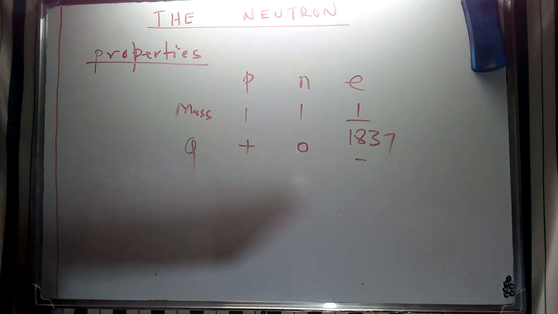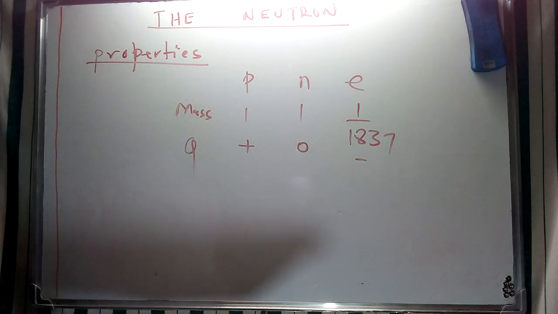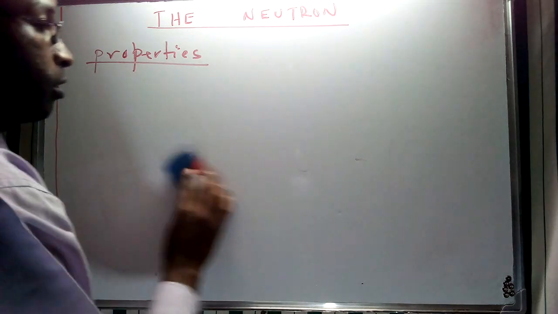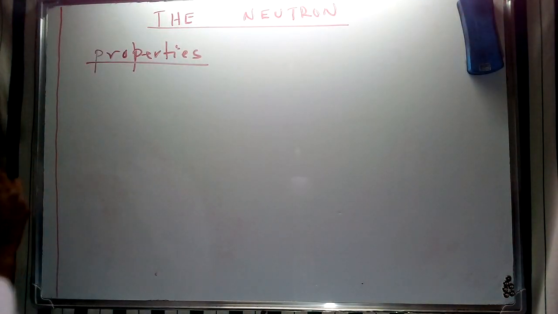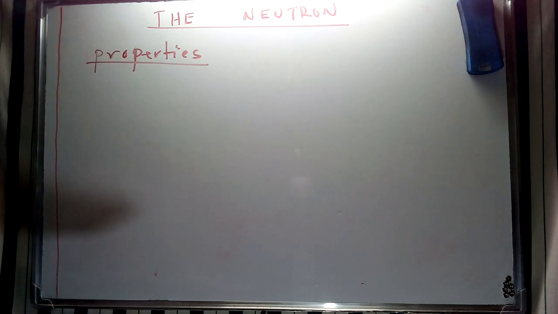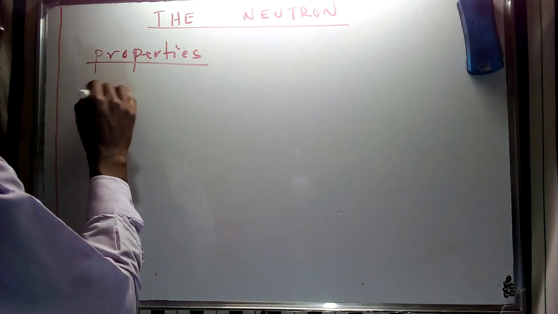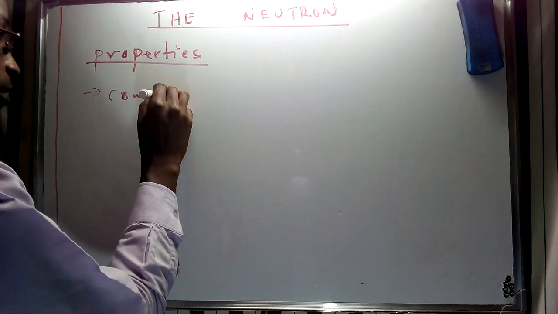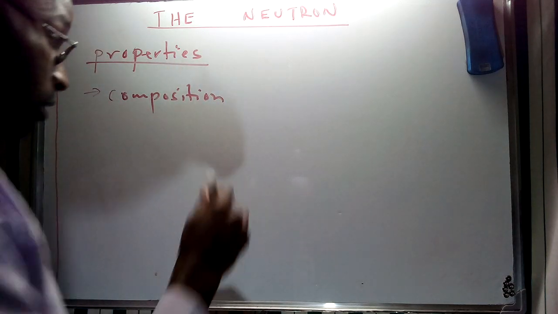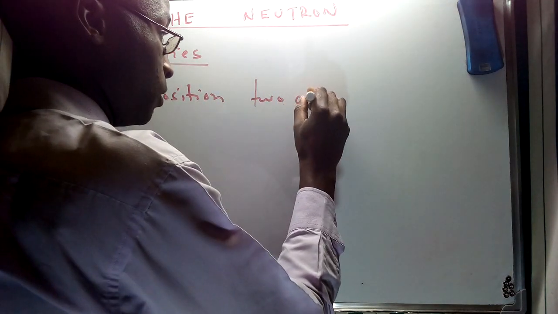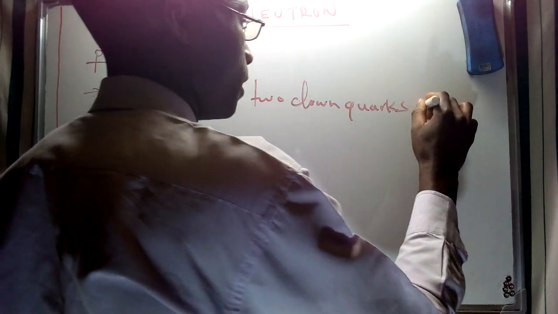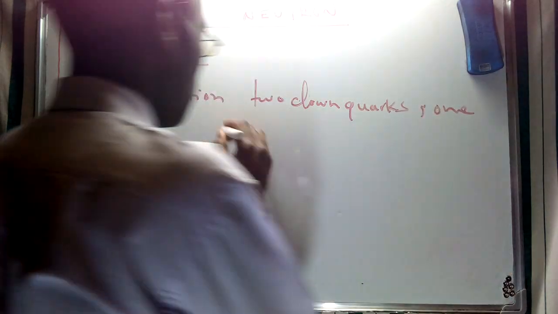Now, for the concept of the neutron, we're going to look at the various properties displayed by this subatomic particle, now that it's going to be heavily involved in the radioactive decay process. One of the characteristics is that the neutron consists of what we call quarks. So we are going to talk about the concept of composition. We're going to have what we call two down quarks, and then one up quark.